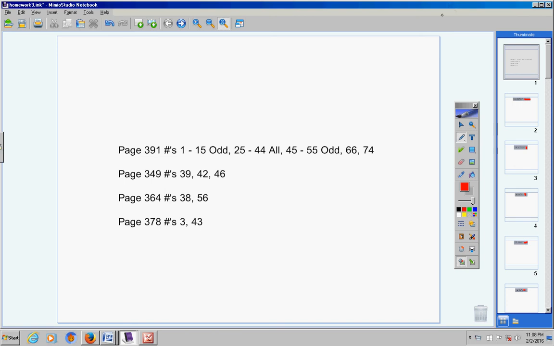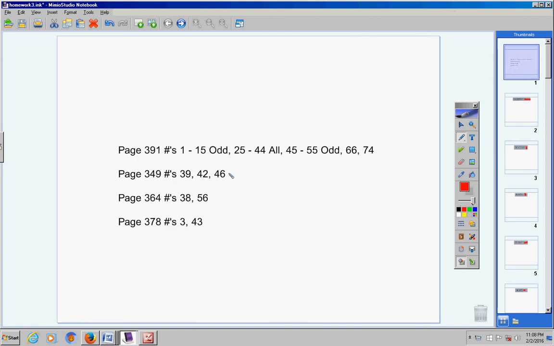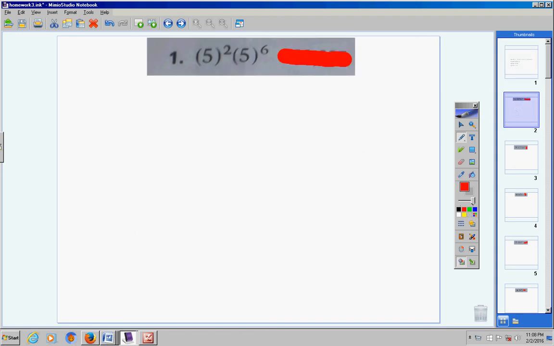Chapter 7 review sheet. Let's go ahead and jump right into this. The directions for numbers 1 through 15 odd say to simplify the expression. Now, when I say simplify on a test, that means simplify as far as you can. And it does mean to have no negative exponents. Let me say that again. I want no negative exponents for your answers. Okay, so here we go.